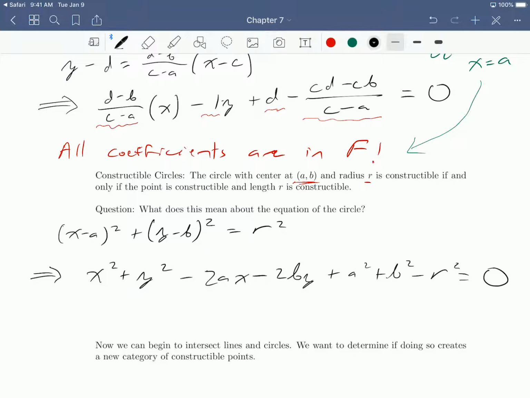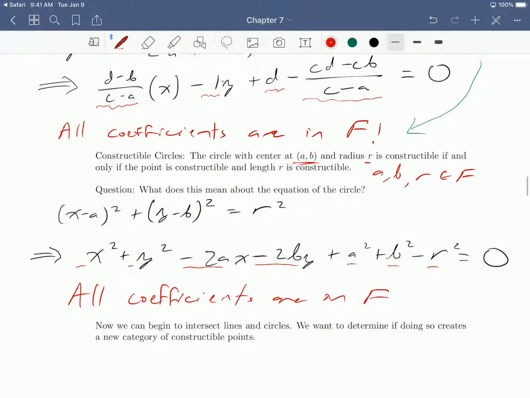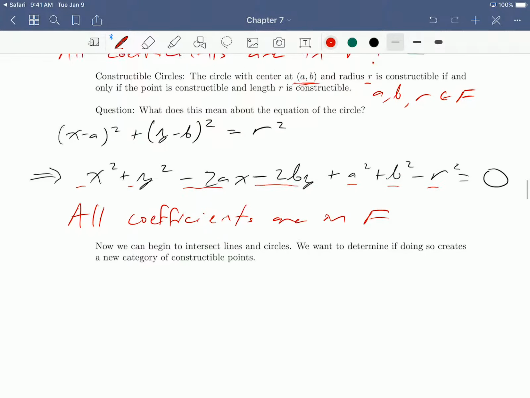Just like above, we ask what we can say about the coefficients. The coefficients are 1 in front of the x squared and y squared, minus 2a, minus 2b, and a squared plus b squared minus r squared. All the coefficients are in F because a, b, and r were all constructible lengths. So all the circles and lines we draw have coefficients that are in the field of constructible numbers that we started with. Now we want to start thinking about intersecting these things.